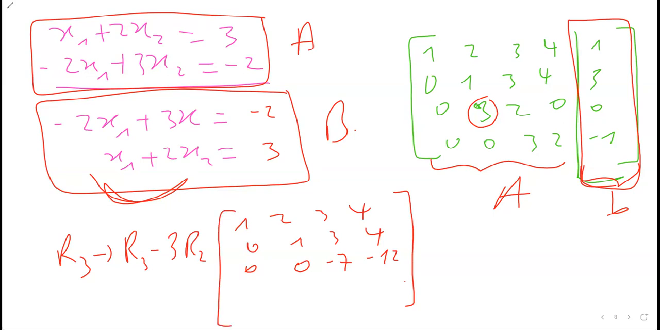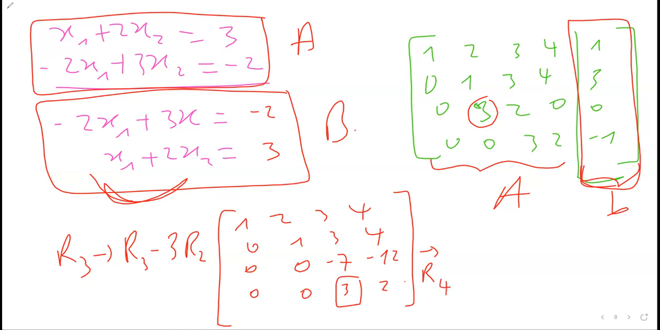Then the next row is 0, 0, 3, 2. So of course, what we'll also do next is take this guy to be 0. So how do we do that?